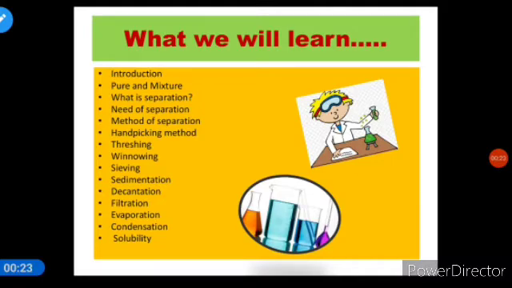Introduction, about pure and mixture, about separation, need of separation, methods of separation like hand picking method, threshing, winnowing, sieving, sedimentation, decantation, filtration, evaporation, condensation, and solubility. These are the few topics which we will discuss in this chapter.